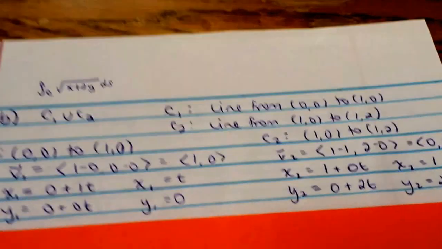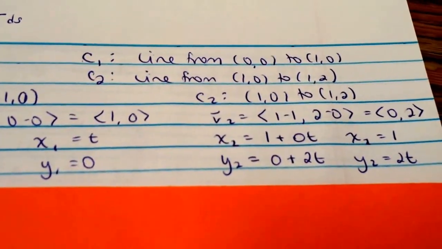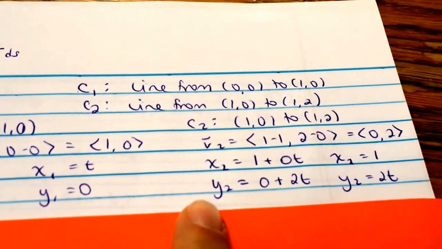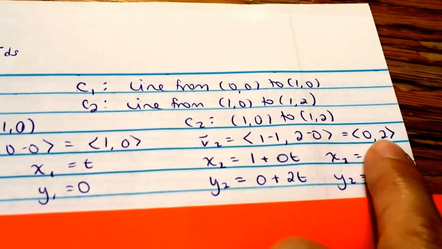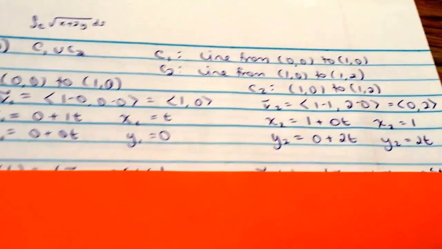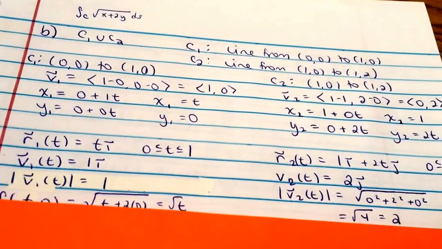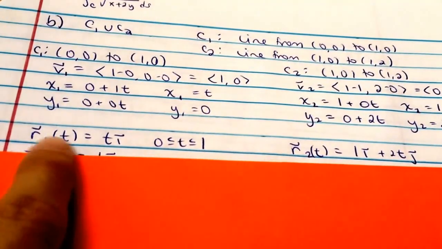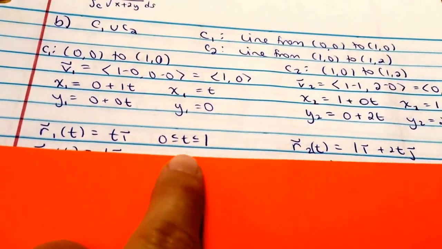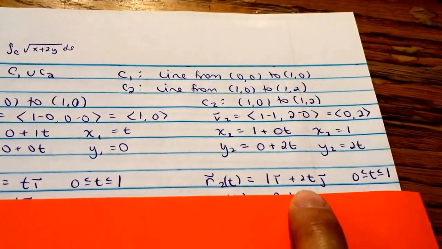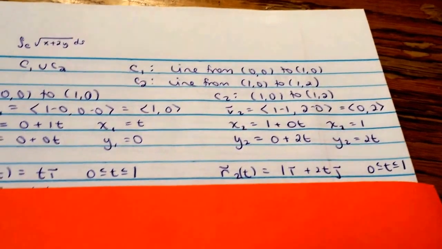All right, so C2, here we go. C2, here's the 2 points. I do this. Notice I'm calling everything subscripts 2 here. Terminal minus initial, so here's my vector. Plug in the point, plug in the vector. Here's my parametric equations. So for my R's, this is my R for curve 1. Again, t is between 0 and 1. Here's my R for curve 2. t between 0 and 1.